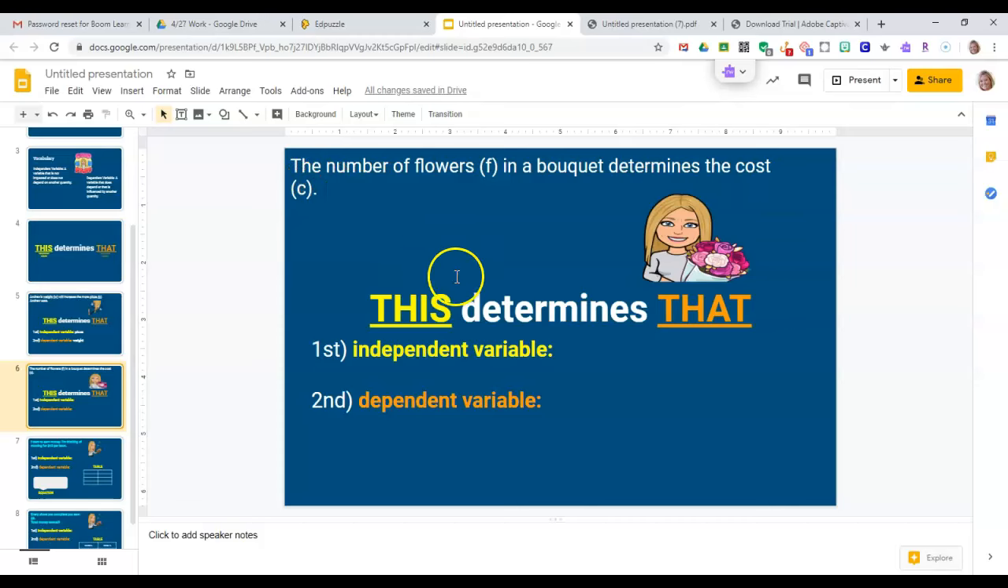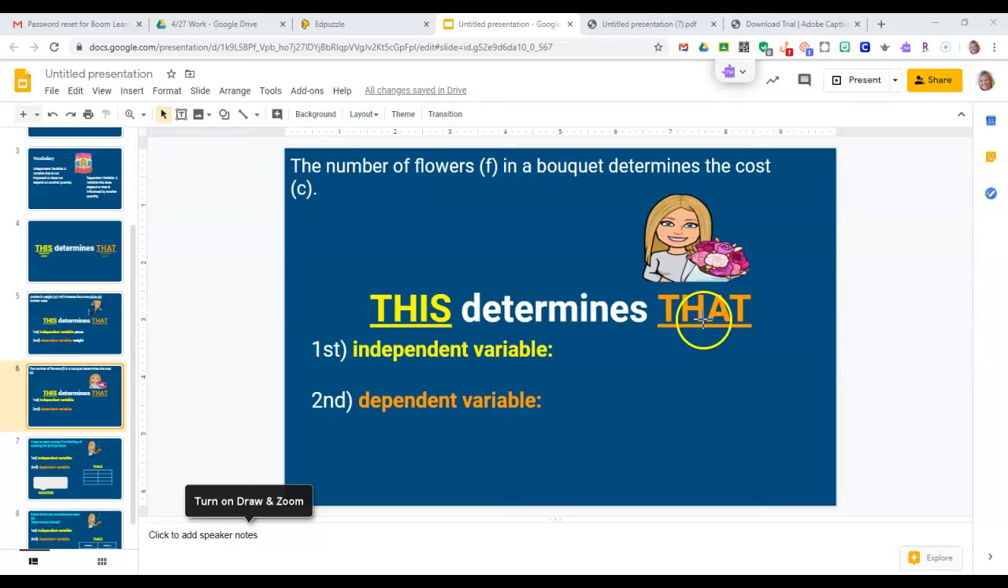Okay, so this is one that you're going to try out on your own. So the problem is the number of flowers in a bouquet determines the cost. So you have your number of flowers here. Number of flowers in a bouquet determines the cost.